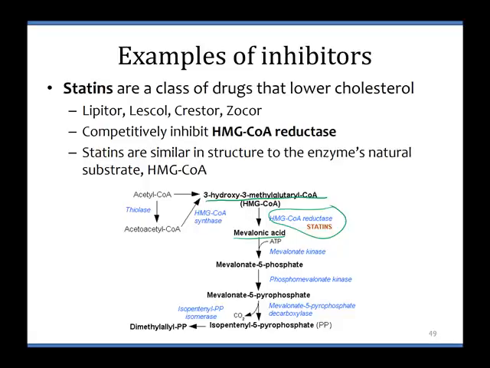Alright? So if we inhibit HMG-CoA reductase, knock him out of the equation here, we can no longer produce mevalonic acid, and we can no longer produce cholesterol.